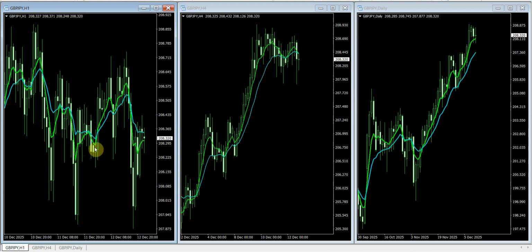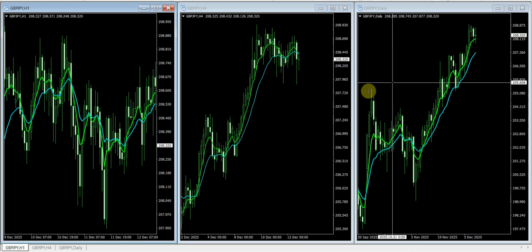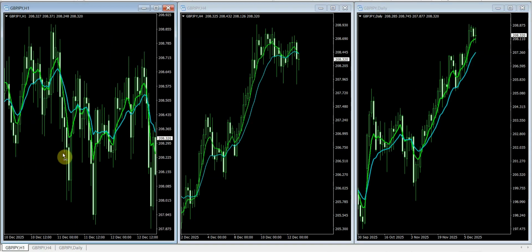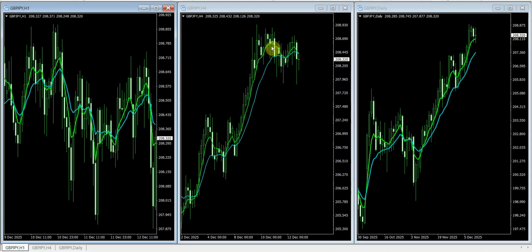So just by shifting to 1 hour, 4 hour and daily, you can see how the trend looks so different, right? Even though the trend is up on the daily, just three candles create so much confusion on the 1 hour. Can you see it? On the 1 hour, there is so much confusion. On the 4 hour, there is confusion, even though the daily trend is up. But if you notice, this is the zone where you should have been trading.